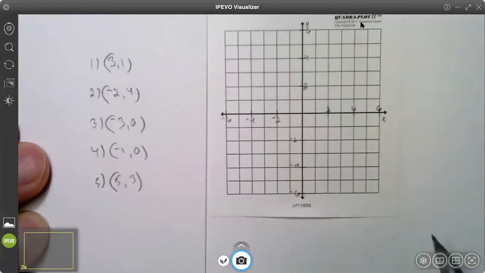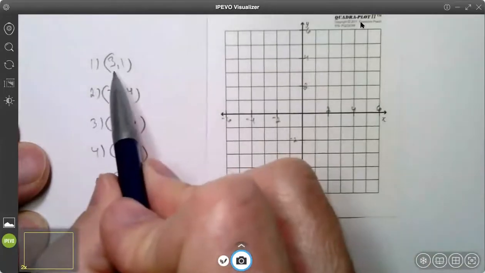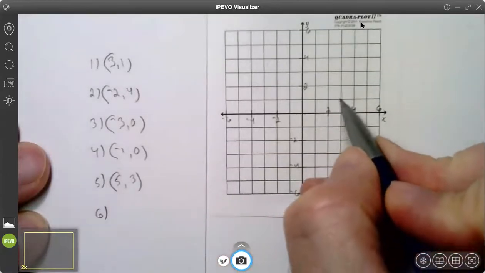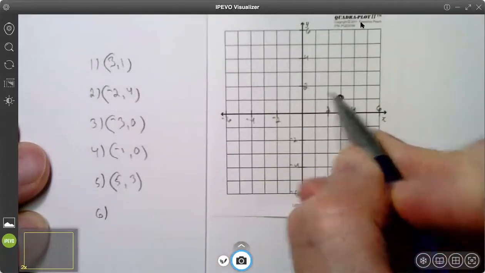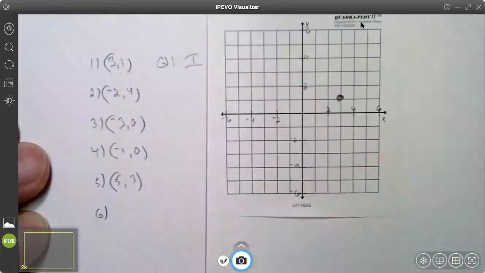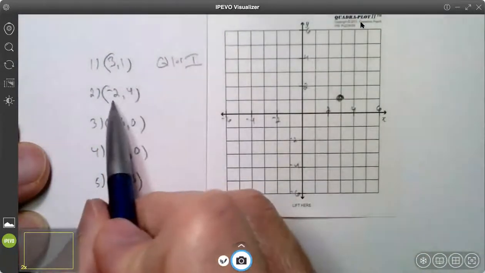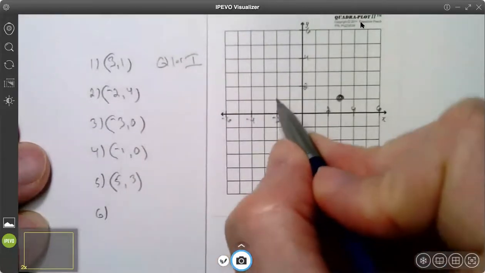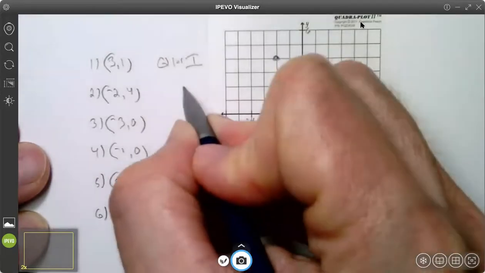So a quick review of our coordinates. Number 1, 3, 1. Where is 3, 1 found? What quadrant or what axis? The answer, 3, 1, is quadrant 1. So you could put Q1, or you could put a Roman numeral 1. Either one of those ways to write it. Think about number 2, -2, 4. Where is that found? -2, 4 is in quadrant 2.